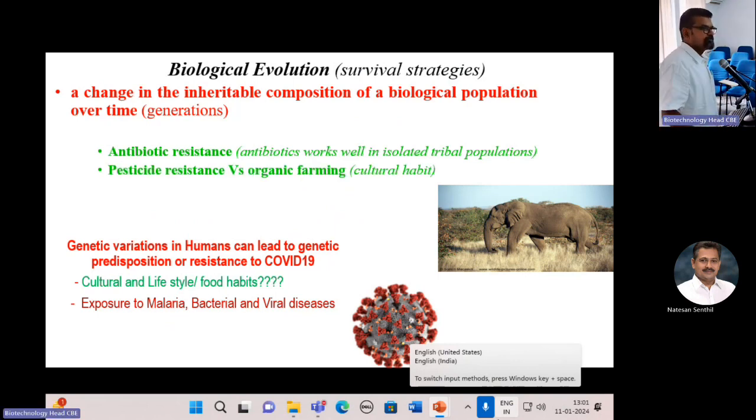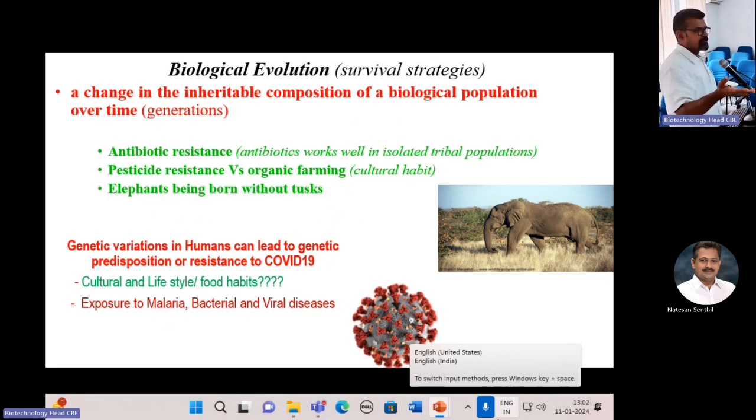Similarly, pesticide resistance, right? Versus organic farming, which was a cultural habit even for human beings. So pesticide resistance is also one of the major problems that we come across. Another classical example of biological evolution is elephants born without tusks, right? Because they don't find many natural enemies now in the forest, they divert the energy in which they used to form the tusk to other necessities in their daily lives.